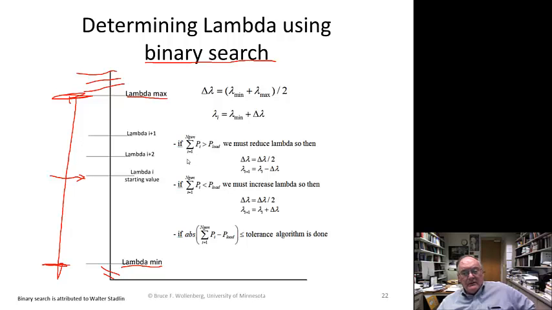And if the sum of all the p sub i, remember I dropped the p sub i and then summed them up, if that comes out greater than the load, we must reduce lambda. If it comes out less than the load, we must increase lambda. Well, at the very beginning, I'm going to calculate something called delta lambda, and that's this spread. That's the max minus min over 2. So delta lambda is this distance from here to here.